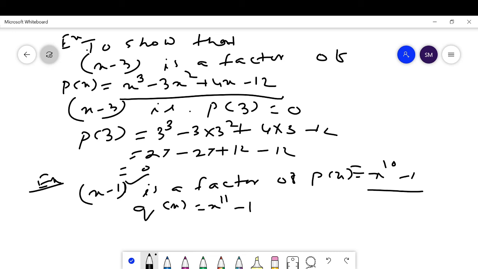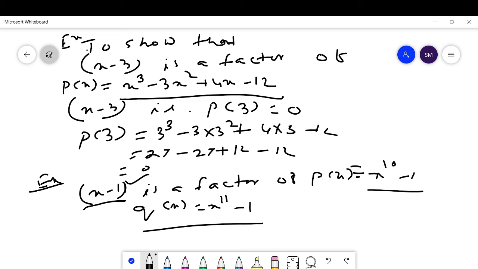Here x minus 1 is a factor of q(x) if q(1) is equal to 0. What does the factor theorem say? The factor theorem says x minus a is a factor of p(x) only when p(a) is equal to 0. Here x minus 1 is a factor of p(x) when p(1) equal to 0, and x minus 1 is a factor of q(x) when q(1) equal to 0.